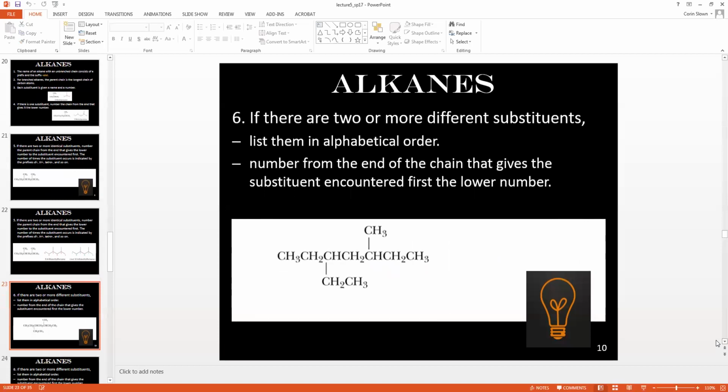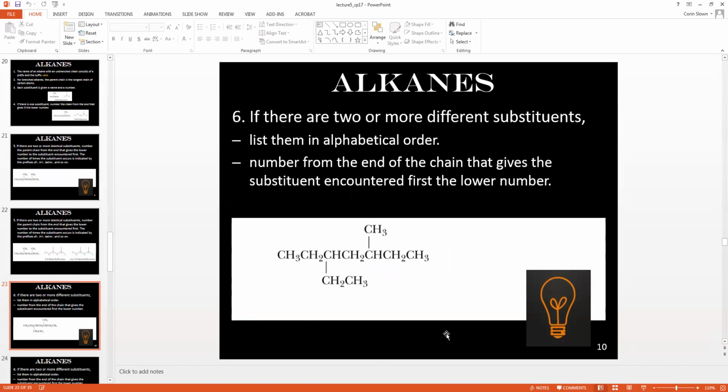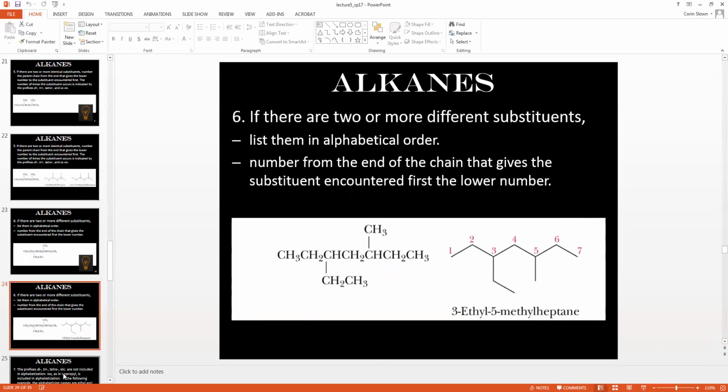If there are 2 or more different substituents, then we list them in alphabetical order, and we number from the end of the chain that gives the substituent encountered first the lower number. So take a moment and see if you can name this compound. So this would be 3-ethyl-5-methylheptane.